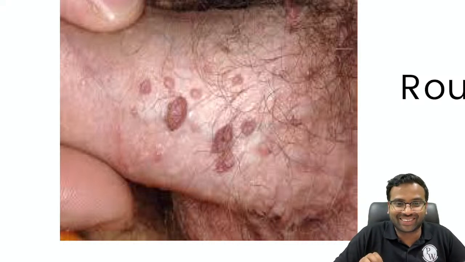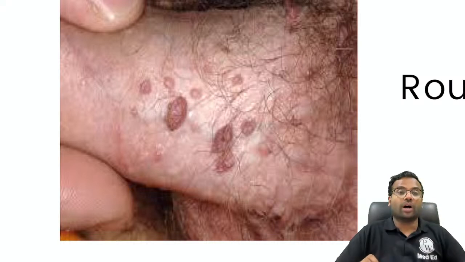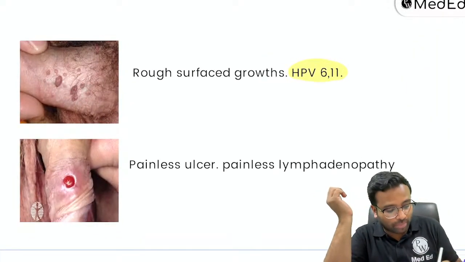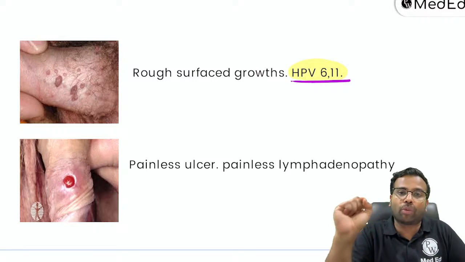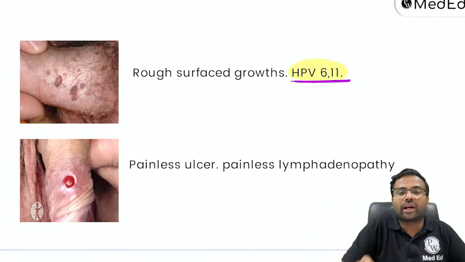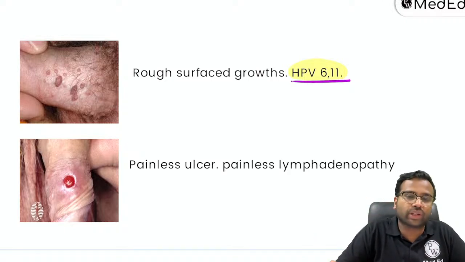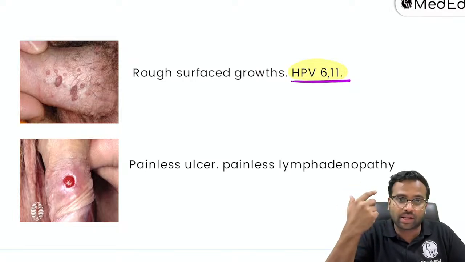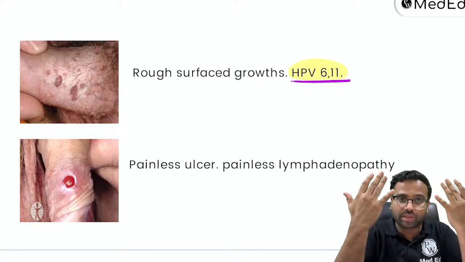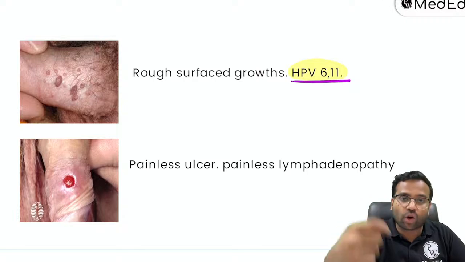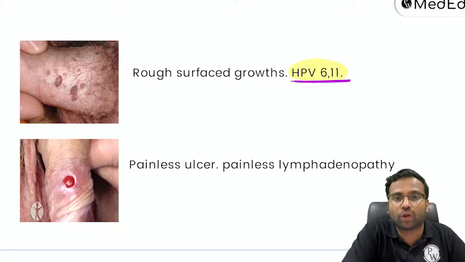Sir, what's the difference between condyloma acuminata and verruca vulgaris? See, what happens is all these things are caused due to human papilloma virus. Whenever this virus causes infection in the skin, we call it viral warts. It can be seen anywhere in the body. Plane warts can be seen over the face, and rough surface lesions over the palms are called verruca vulgaris. It's the most common. When you see the same warts over the genitalia, we call it condyloma acuminata.